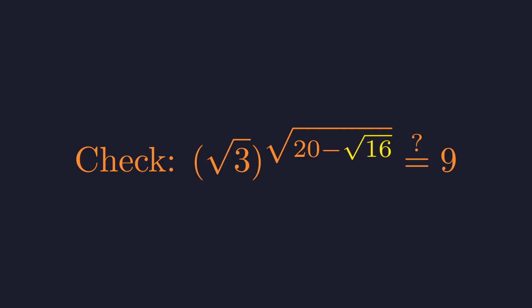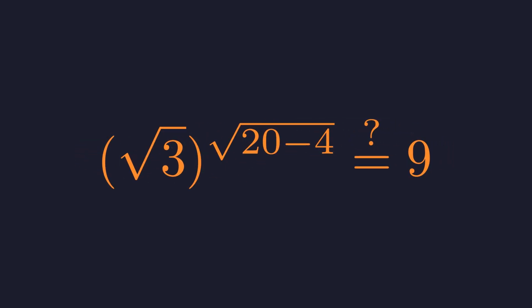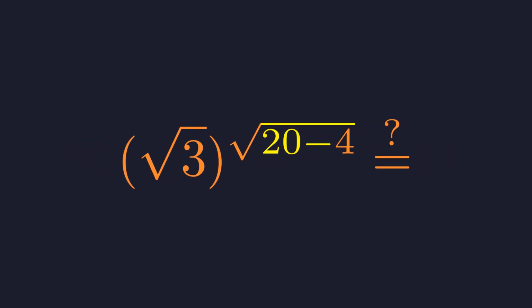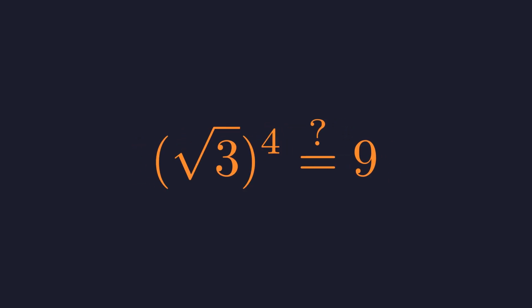First, we evaluate the innermost square root. The square root of 16 is 4. This simplifies the expression inside the exponent's radical. Next, 20 minus 4 is 16. So we now have the square root of 3 raised to the power of the square root of 16. Again, the square root of 16 is 4. This leaves us with the square root of 3 to the 4th power.